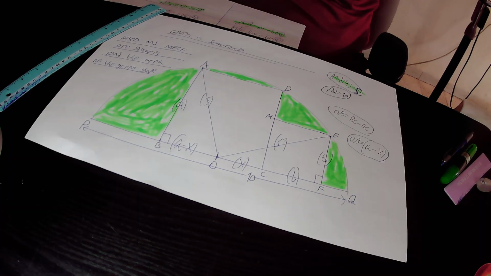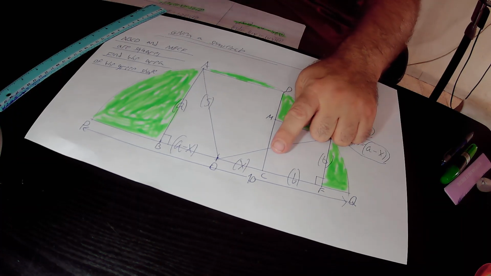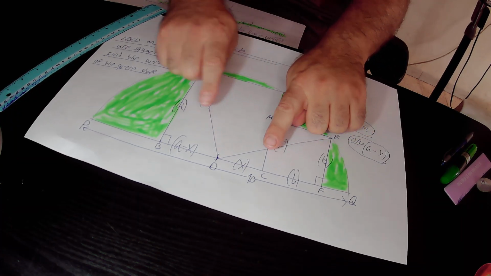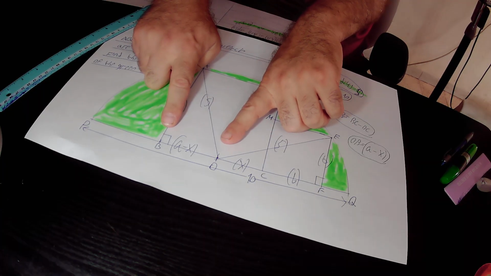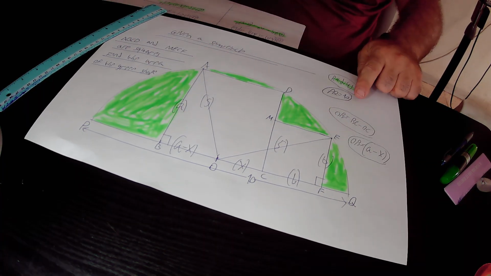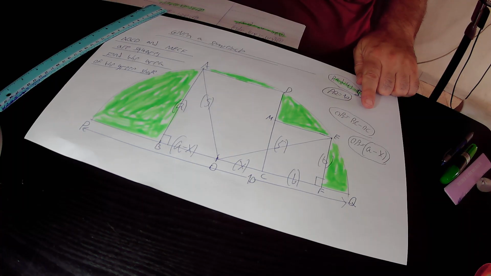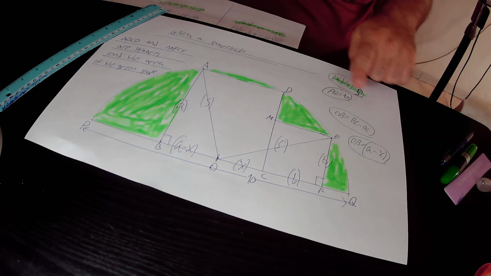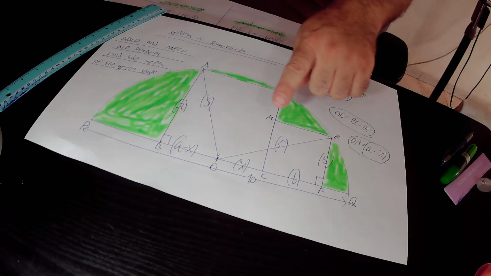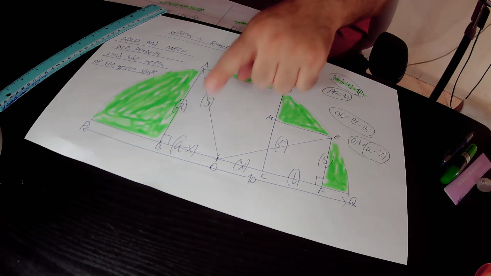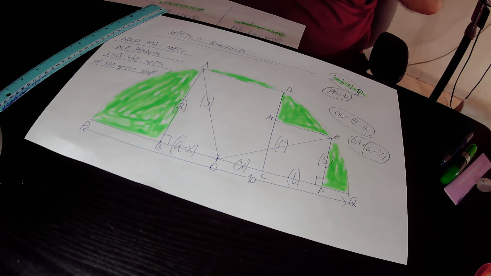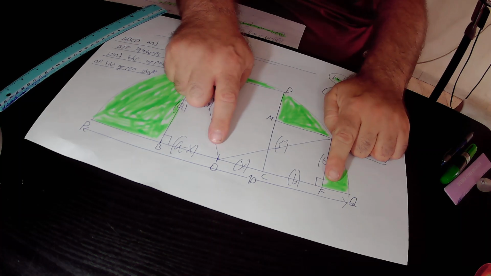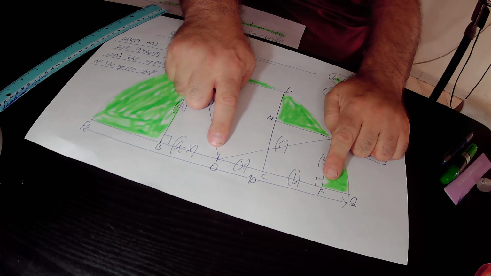So we define the length of the short line segment OC as X, and therefore BO must be equal to BC minus OC. Again, BO equals BC minus OC, so BO equals BC, that is A, minus OC, that is X. So in total, BO equals A minus X units in length. Likewise, OF equals X plus B.